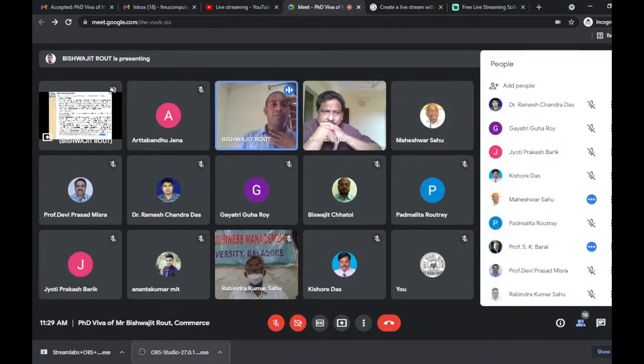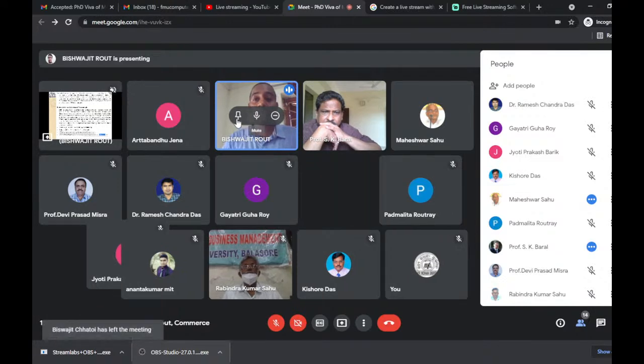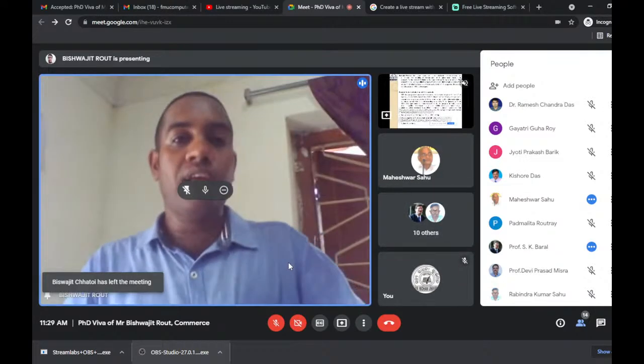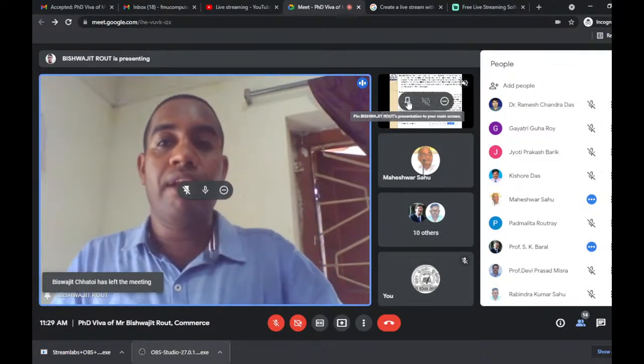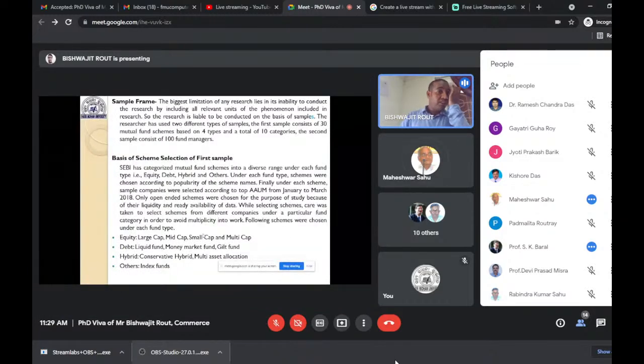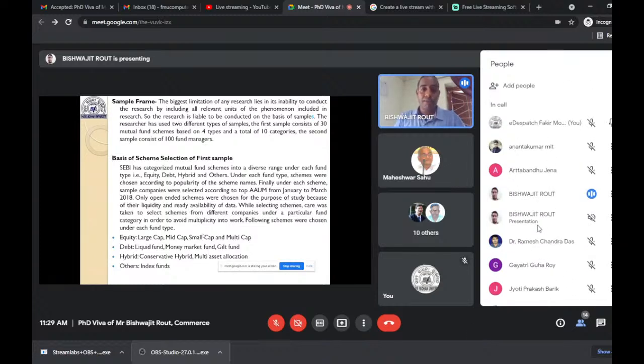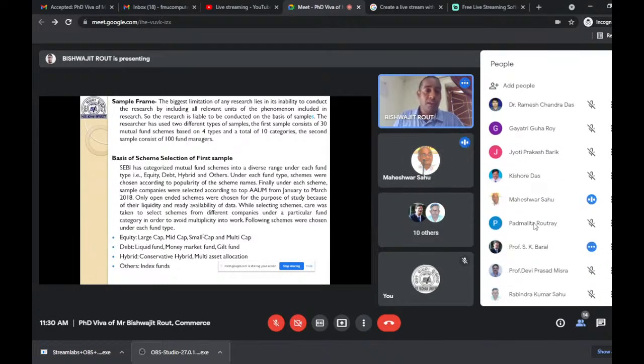So next one is the sample frame. The biggest limitation of any research lies in its inability to conduct the research by including all relevant units of the phenomena included in the research. So the research is liable to be conducted on the basis of samples. The researcher has used two different types of samples. The first sample consists of 30 mutual fund schemes, in four types and a total of 10 categories. The second sample consists of 100 fund managers.